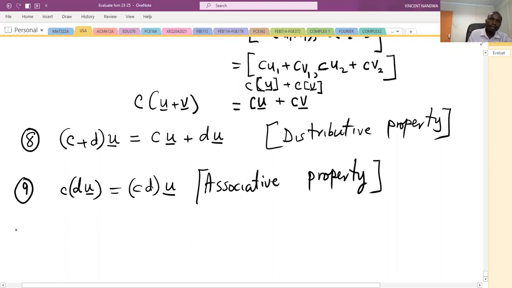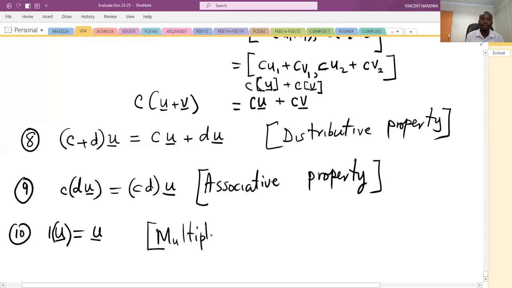And lastly, if you take 1 multiplied by U, then you still just get U. So 1 is called the multiplicative identity. So the multiplicative identity 1 is what gives us that result.